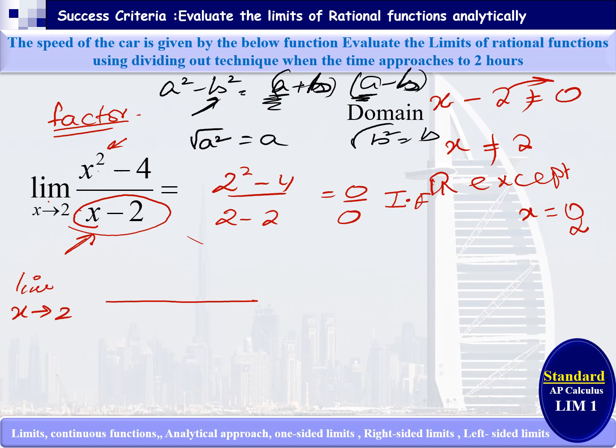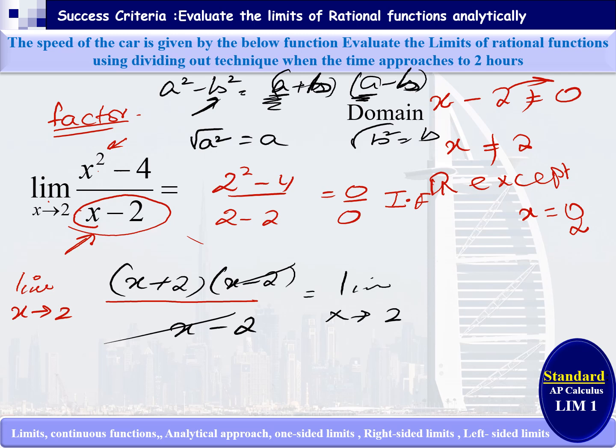So what are the factors of x squared minus 4? It is x plus 2 and x minus 2. And this x minus 2 stays as it is. So x minus 2 cancels. I will be left with the limit as x approaches 2 of x plus 2. Now apply the limit, replace x by 2. So 2 plus 2, the answer is 4.